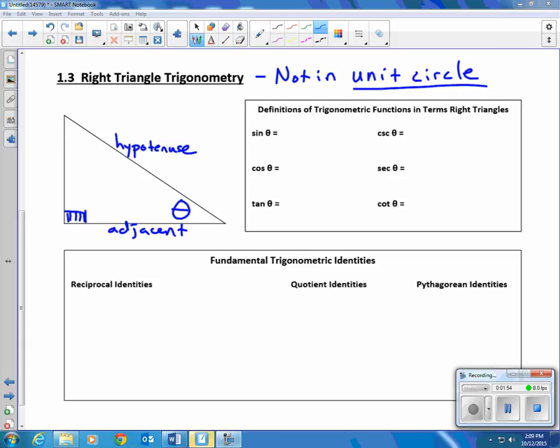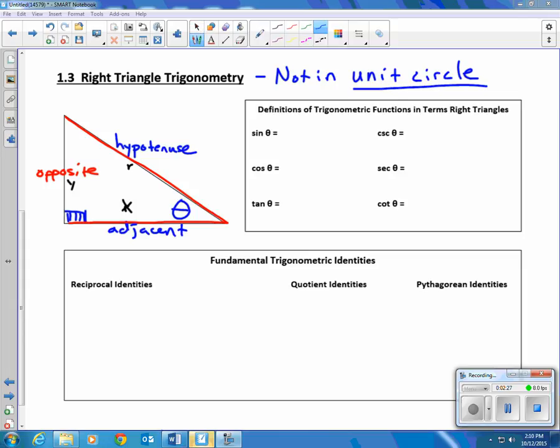Now, if you look right across from the angle, it is made up of those 2 sides, correct? The other side that does not make up the angle is called the opposite side. We can also think of these things in terms of y and r, or x and r.